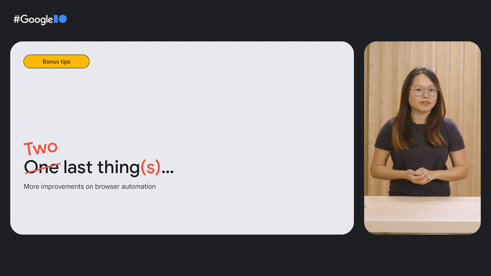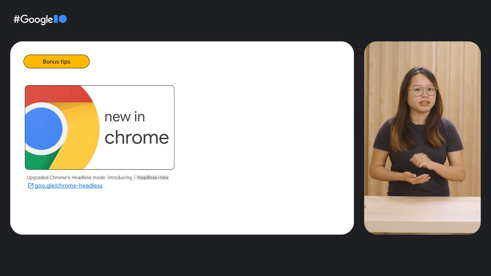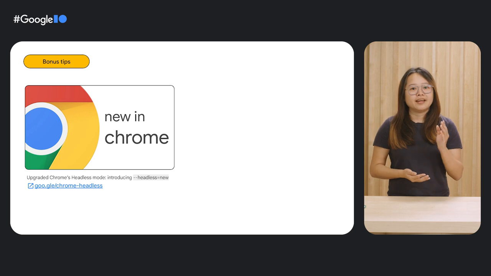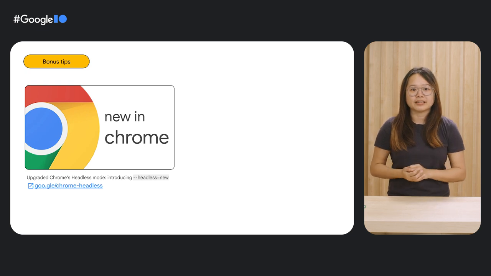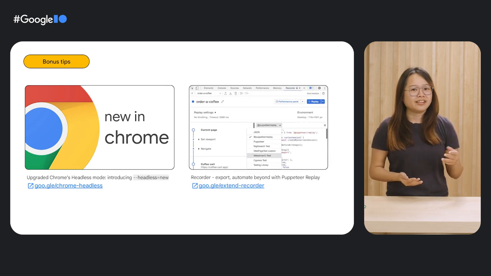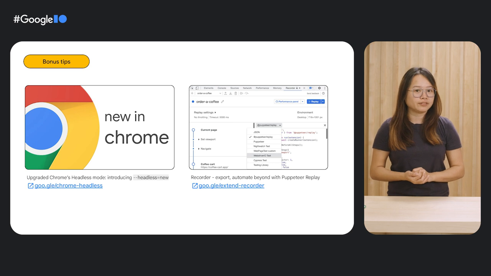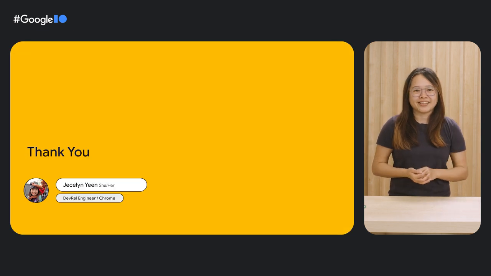Alright folks, before we wrap up, let me share two exciting automation improvements that you don't want to miss. First up, Chrome's headless mode just got a major upgrade. With this new update, headless mode is now closer to Chrome's regular headful mode, unlocking many new use cases such as automated testing with Chrome extensions installed. And secondly, have you checked out the recorder panel in Chrome DevTools? This amazing tool allows you to automate the browser within the browser itself, or export the script to your favorite automation tool. That's all. Thanks for joining us on this journey into the future of browser automation.